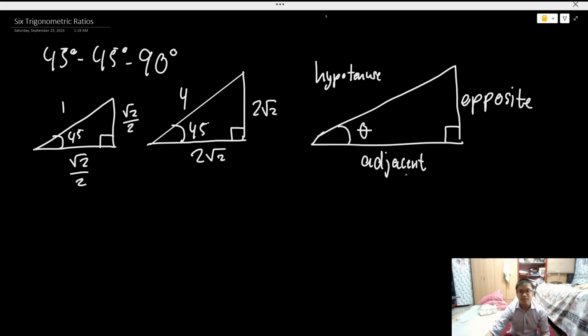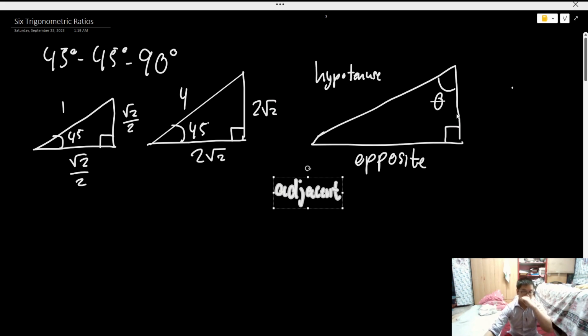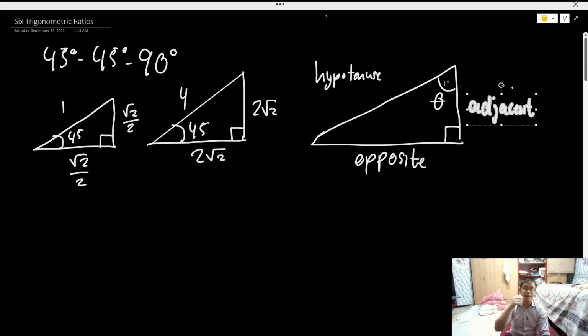All right. Now, how about if I have an angle here? What will happen if I have an angle here? The position here is reversed. This side will no longer be adjacent because it's not adjacent to that angle. So this is opposite. And that side, the smaller side here, will be the adjacent because it is beside that angle.